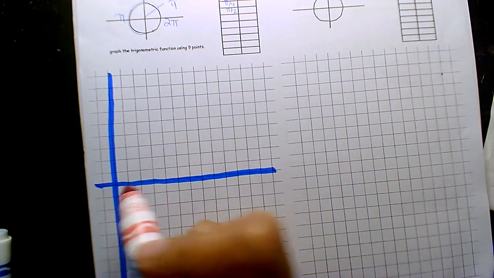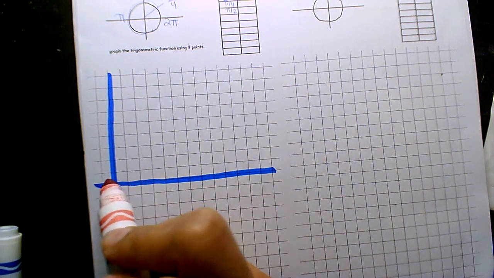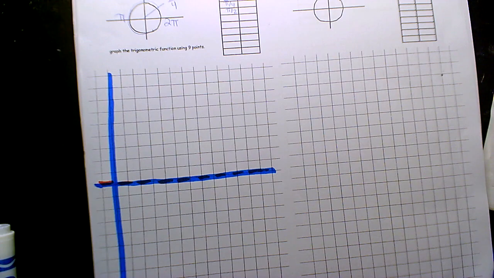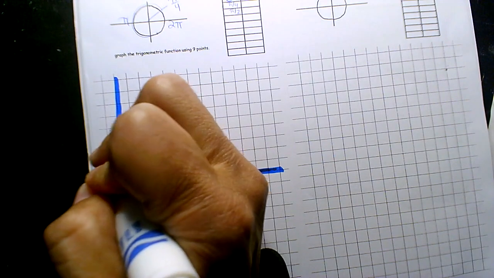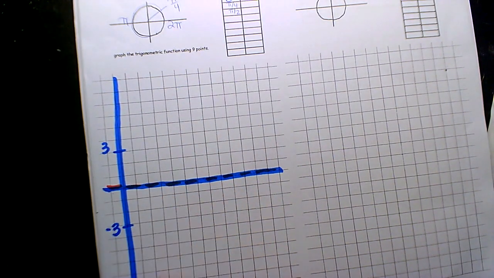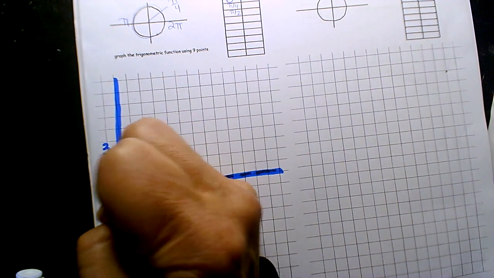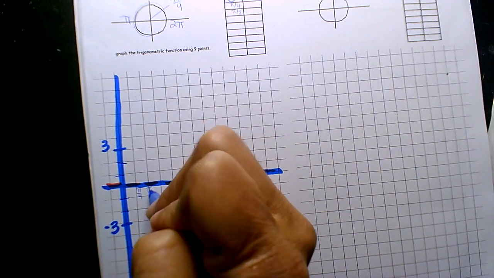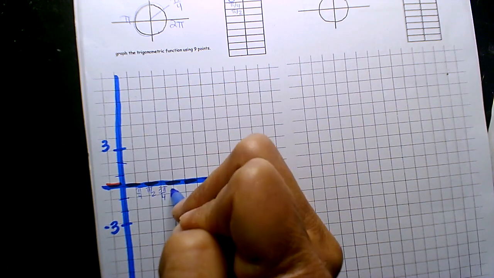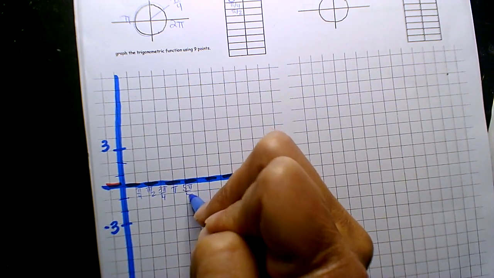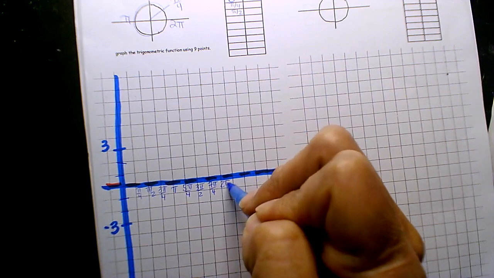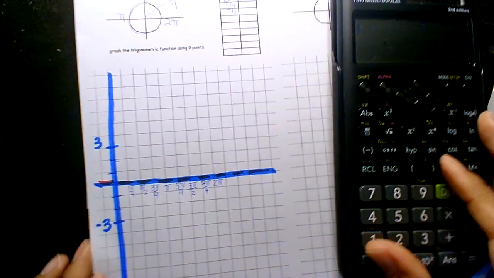Okay, because the vertical shift D is 0, you're oscillating over the origin, the x-axis. Your midline is the x-axis. Your amplitude is 3. That means you're going to go from -3 to +3. Those are your max and min. And then pi over 4, pi over 2, 3 pi over 4, pi, 5 pi over 4, 3 pi over 2, 7 pi over 4, 2 pi. And then let's grab a calculator.